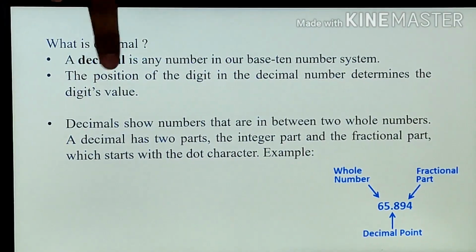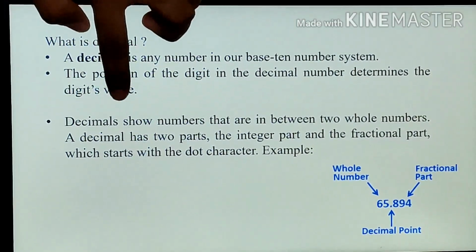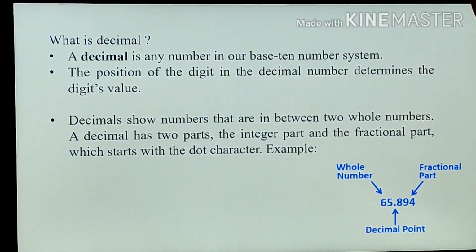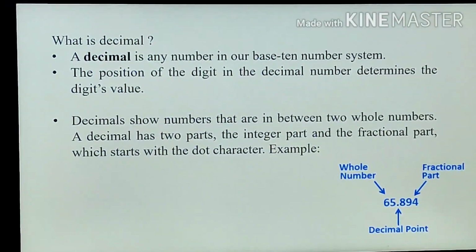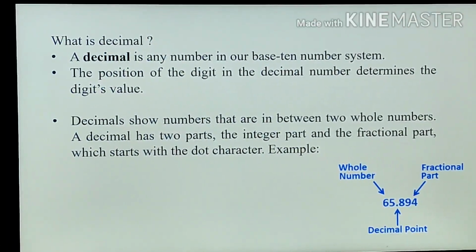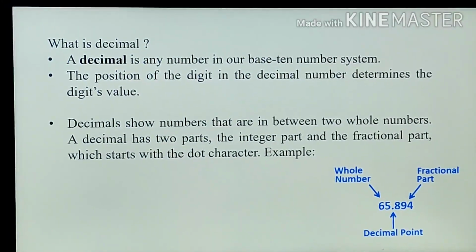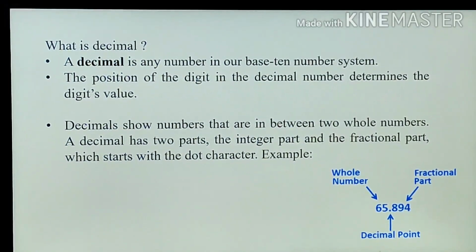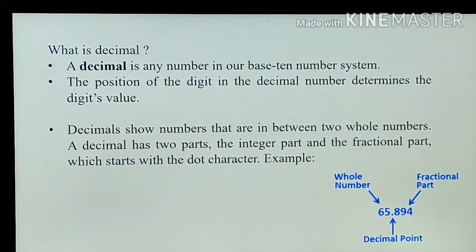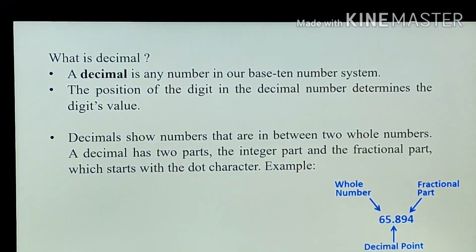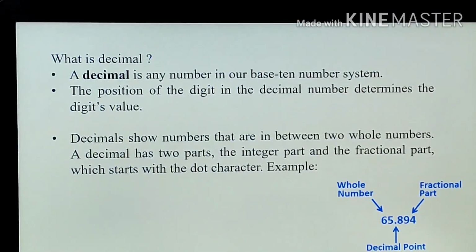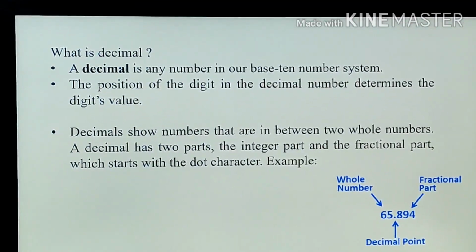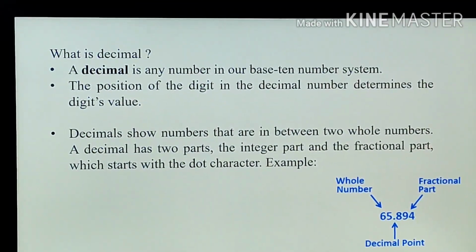I am again reading this statement. Decimal shows numbers that are in between two whole numbers. Suppose a decimal number is 3.2. So it is in between 3 and 4. So 3 and 4 are whole numbers and 3.2 is a decimal number. Is it clear? Suppose it is 4.22. So 4.22 will be in between 4 and 5. So 4 and 5 are two whole numbers and 4.22 is a decimal number.